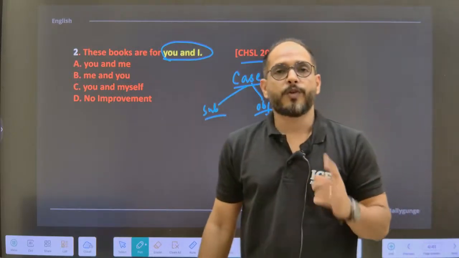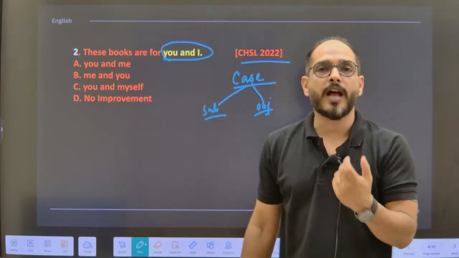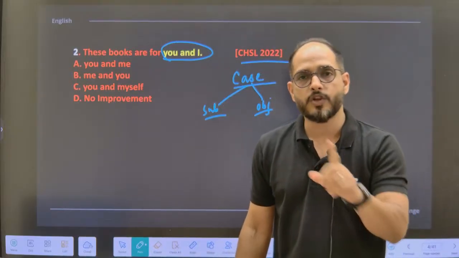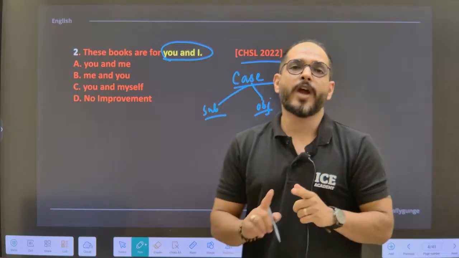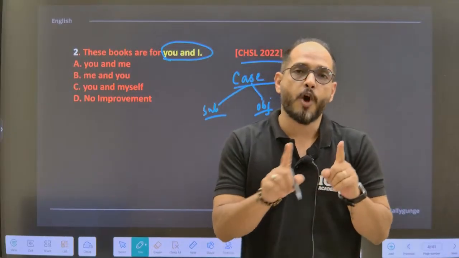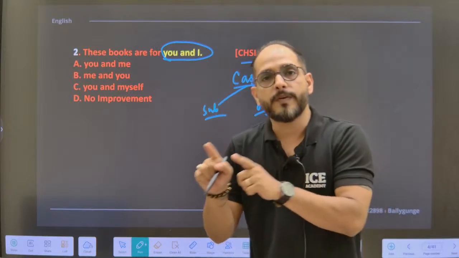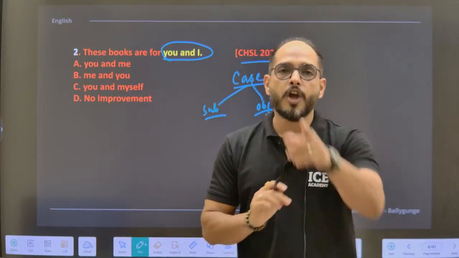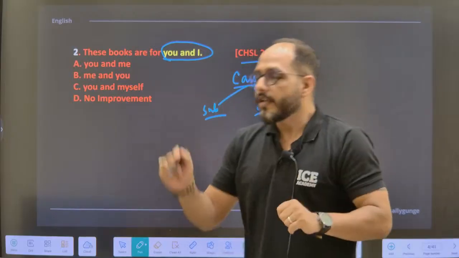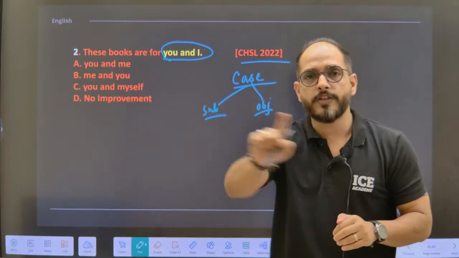That means when a pronoun is used as the subject of a sentence, it is called the subjective case of the pronoun. When a pronoun is used as an object of the sentence, object of the verb, or object of a preposition, then it is called the objective case of the pronoun. Clear? Some pronouns are always used as a subject.